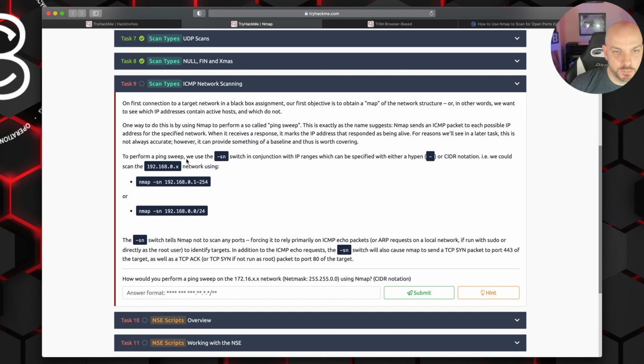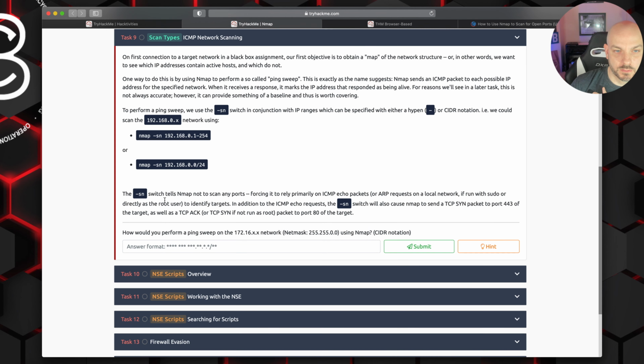To perform a ping sweep, we're using the hyphen lowercase sn and then the IP address. And so what the n there is doing is saying not to scan any ports and just rely on ping.